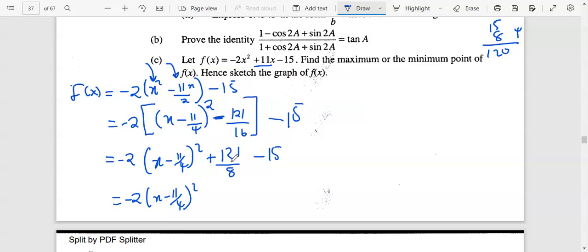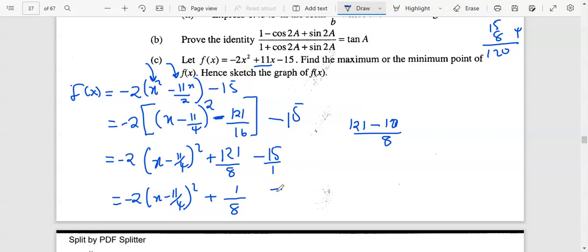That is 120. So 121 minus 120, that is a 1. And then divided by 8. So what I did is over 1. So 121 times 1 is 121 minus 8 times 15, that is 120. And then multiply the two denominators.